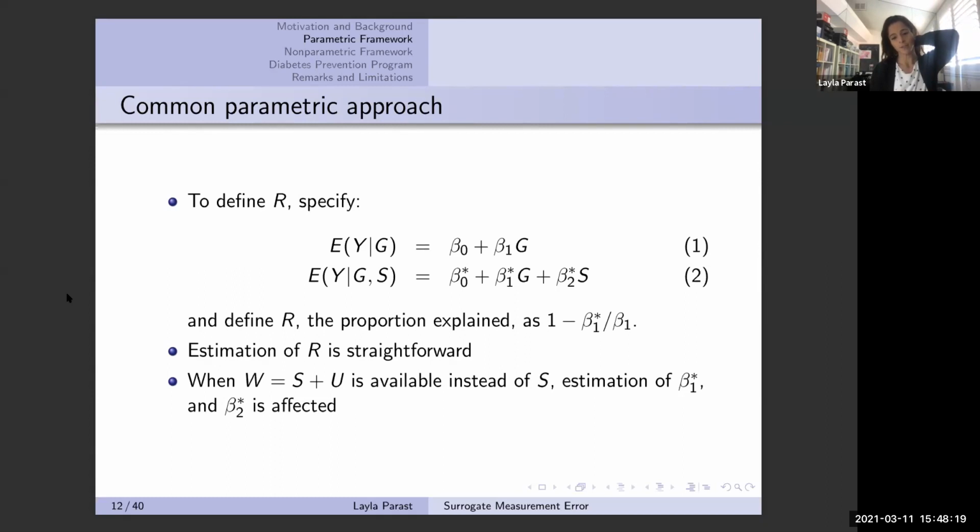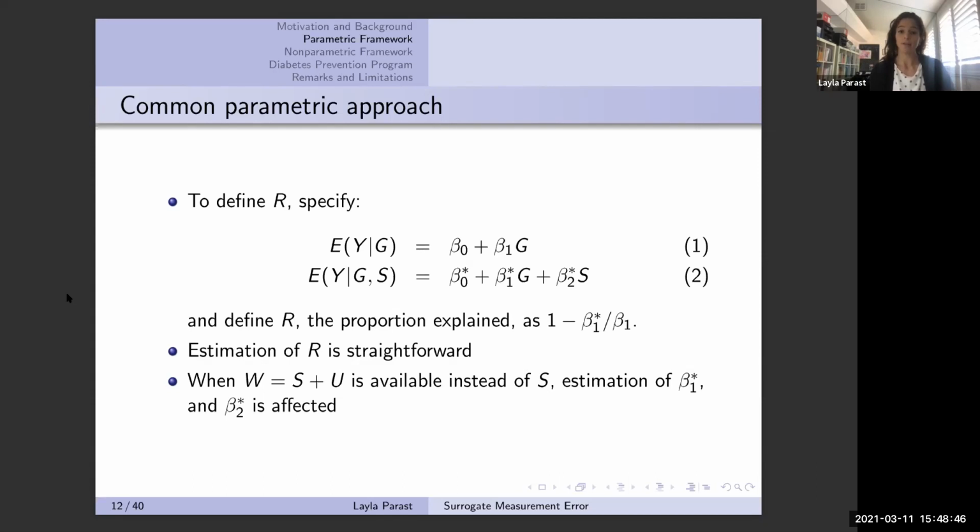So you can imagine if you fit that first model and your beta 1 is large and significant, and then you fit the second model where you add in the surrogate, and now your beta 1 star is something very small, then beta 1 star over beta 1 is going to be something small. So 1 minus that is close to 1. So the surrogate is capturing a large proportion of that treatment effect.